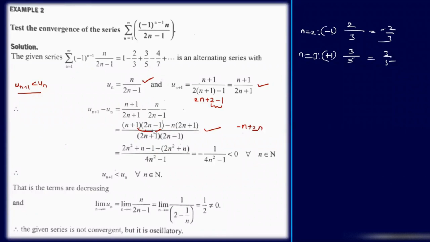So when you look at the denominator here, it's 2n plus 1 into 2n minus 1. It's like (a plus b) into (a minus b). So we can take them as a square minus b square, which is 2n whole square, 4n square, minus 1 square, which is 1.